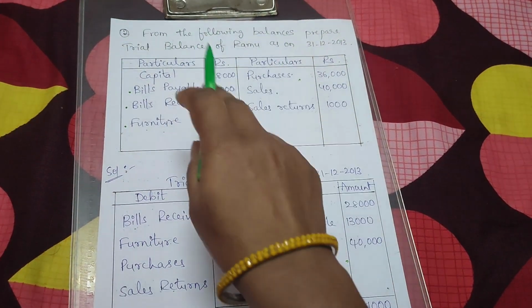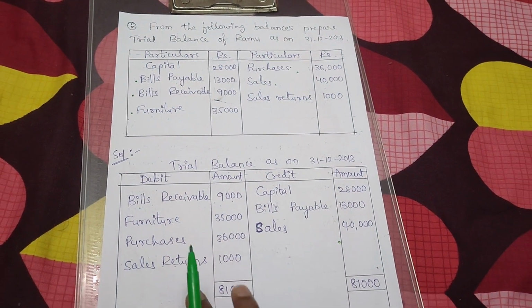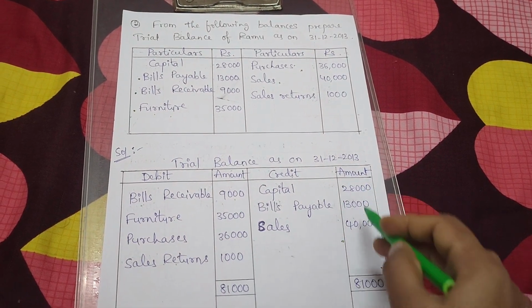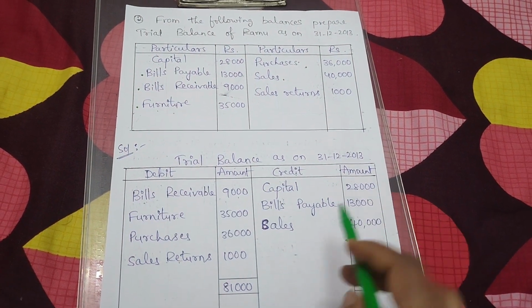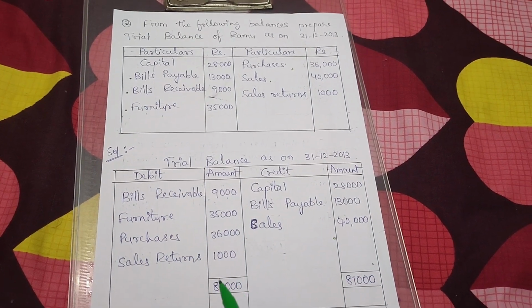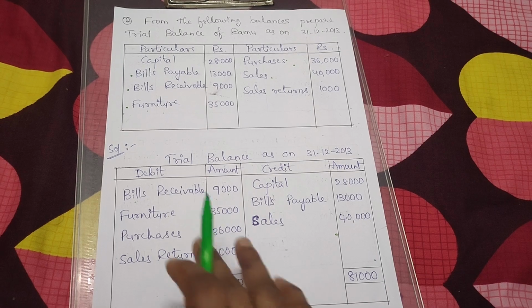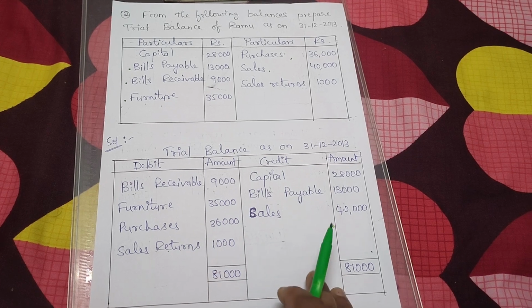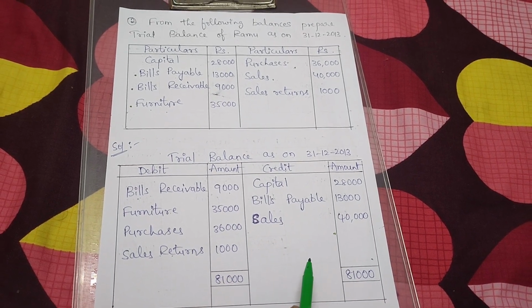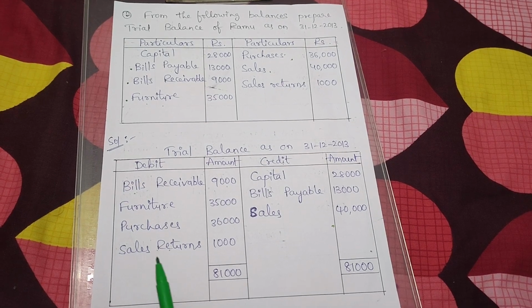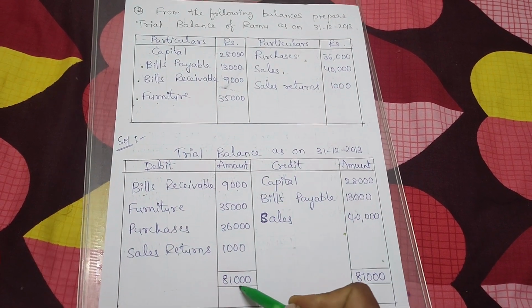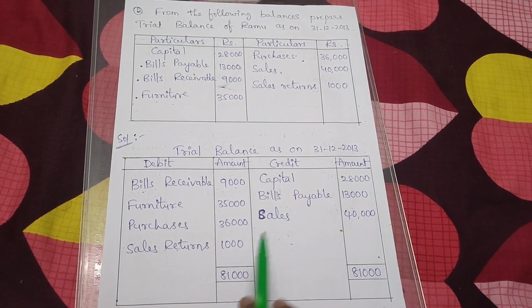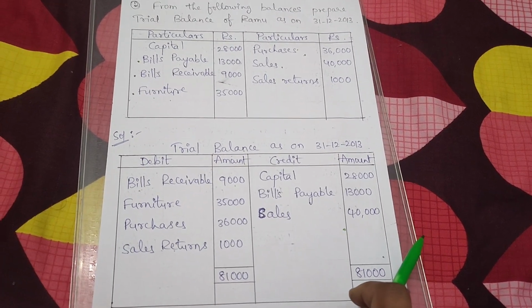Now we have recorded all the items under the proper side. Our next step is to total both sides, debit as well as credit, and they should be the same. If they are the same, then we can say that all the accounts prepared before this trial balance are correct, with no mistakes, errors, or frauds. If the totals are not the same, there are some mistakes in the accounting books. Here the debit total is 81,000 and the credit total is 81,000. Both sides have the same total. Hope this is clear for everyone.